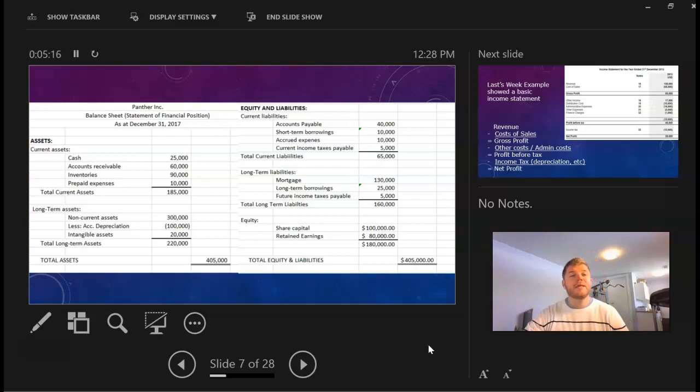So this here would be another example of a balance sheet. Here it's showing all of your different cash, accounts receivable, inventories, prepaid expenses. These are things that we would consider to be current assets. We're going to use most of this up within 1 year. Now, that's the idea. And then you have these non-current assets with depreciation. Depreciation takes away from your assets.